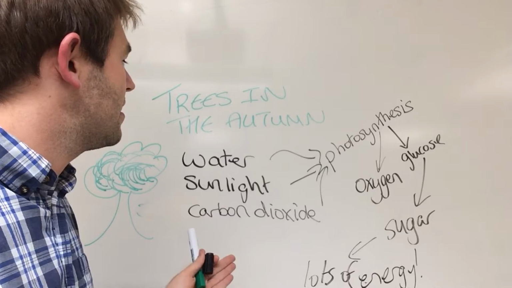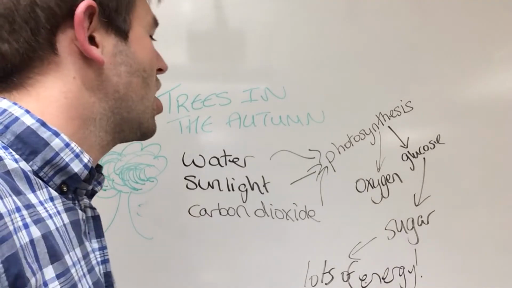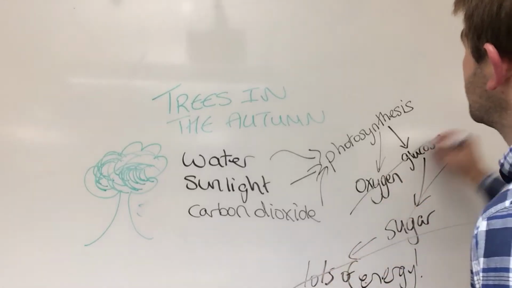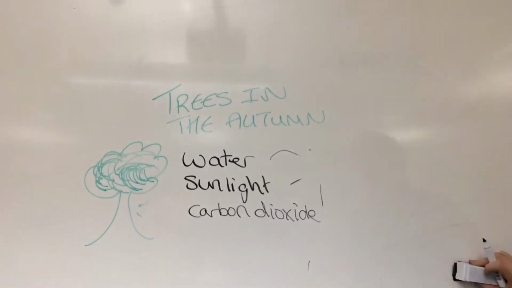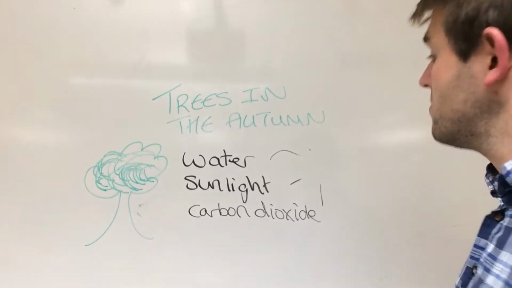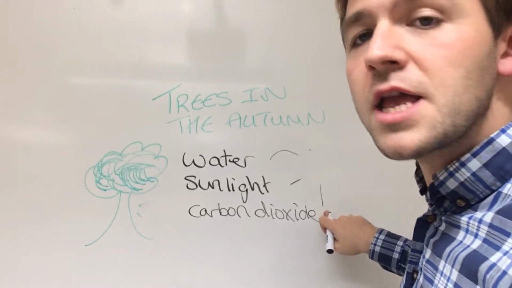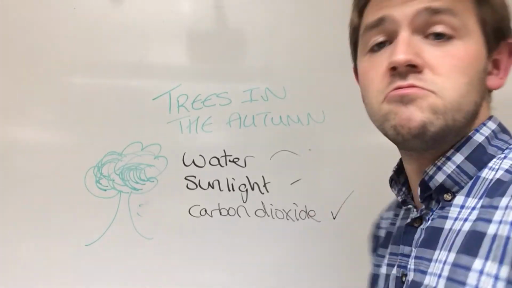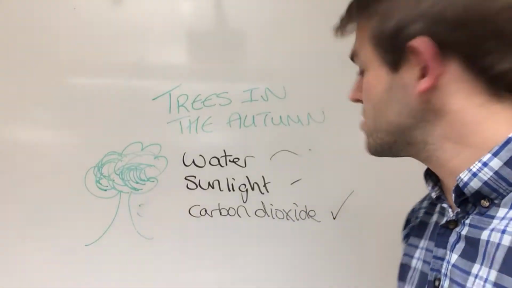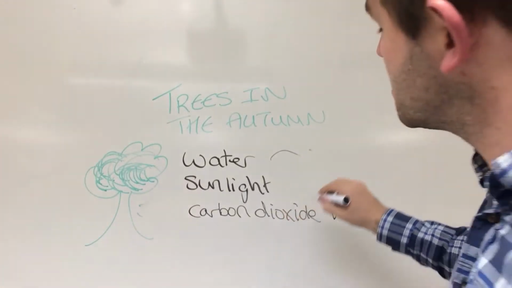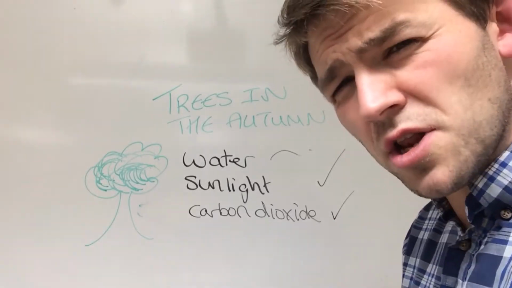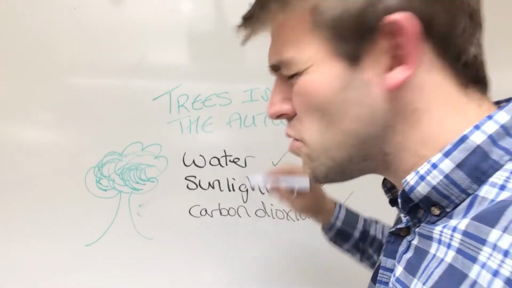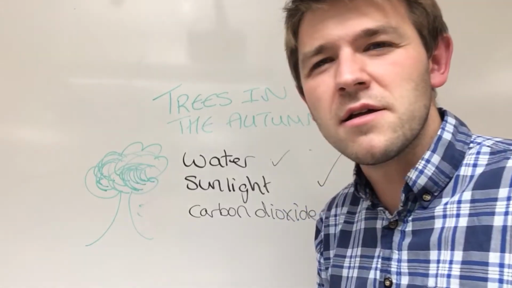But there's a problem. This stops in winter. This cannot happen. In the winter time, it's all gone. The reason why? Because there's still carbon dioxide in the air. There's still the same gas in the air around us. There is sunlight. Not so much sunlight, there's less sunlight, because it's winter, it is darker. But there is sunlight. And there is water. So it should be happening.